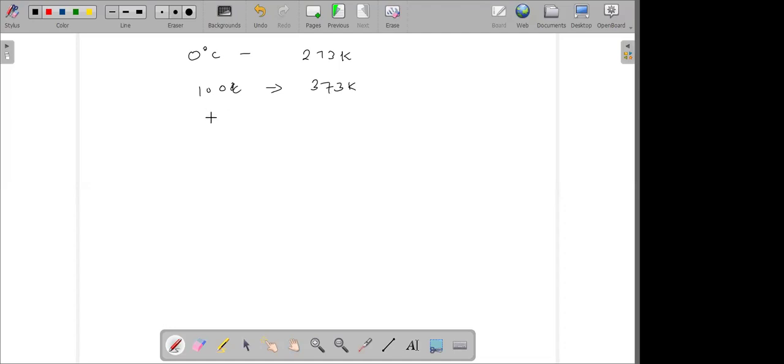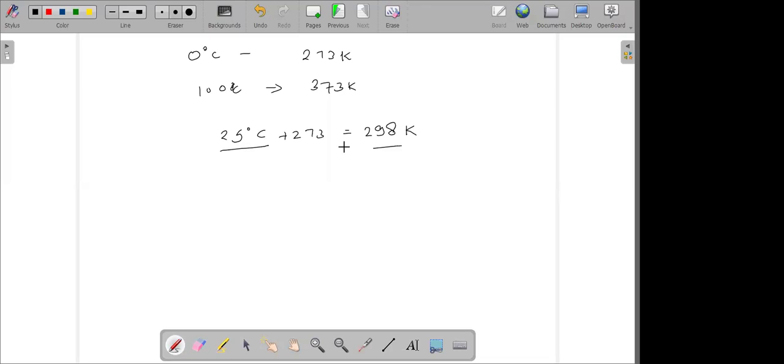So if I have any temperature in degree Celsius, that can be converted to Kelvin by adding 273 to it. Suppose you have 25 degrees Celsius, which is the room temperature. If you add 273 to it, you get the temperature to be 298 Kelvin. So your room temperature of 25 degrees Celsius is the same as 298 Kelvin.